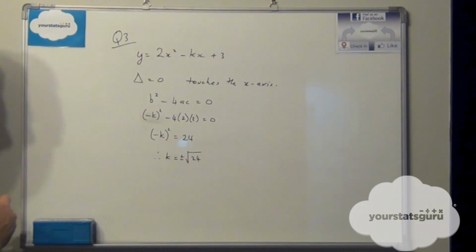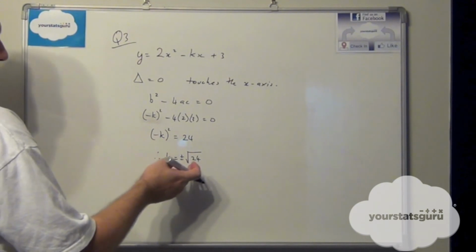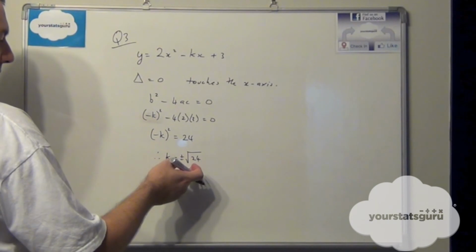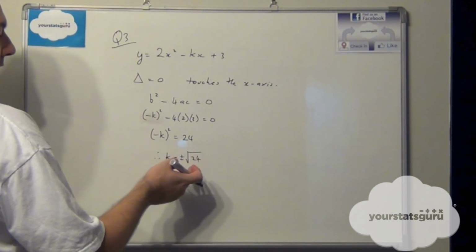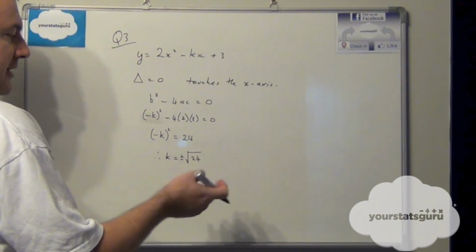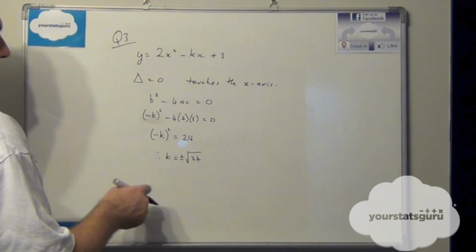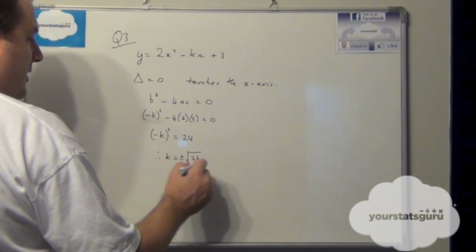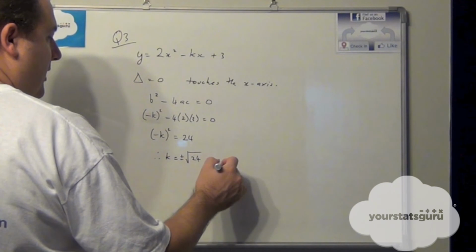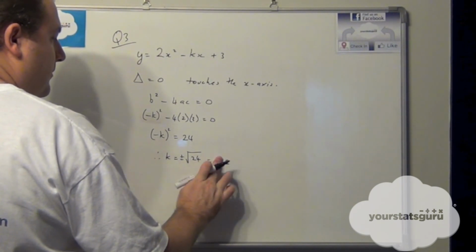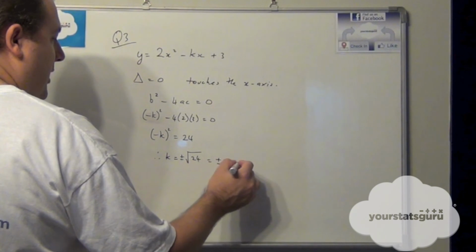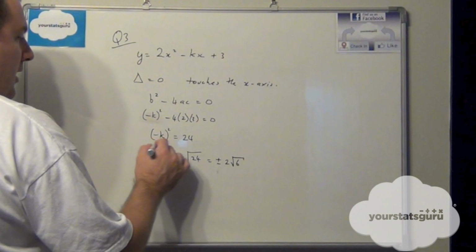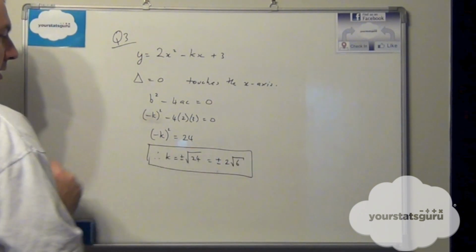Now the square root of 24, I can't find that exactly, but I know that it's around about 5. So if I'm looking at my answers and there's an answer just a little less than 5, that's okay. Or what I can recognise is that 24 is 4 times 6, so this is also, to make that a little clearer, plus or minus 2 root 6. And they're the answers I'm looking for.